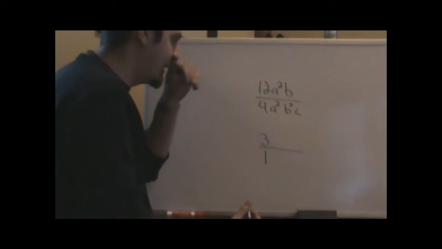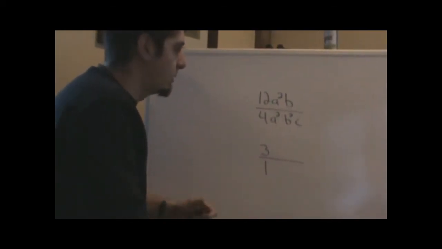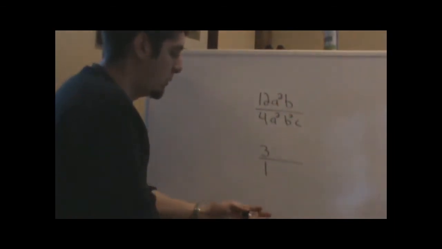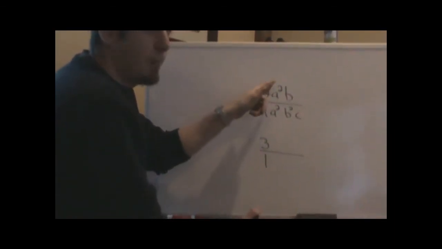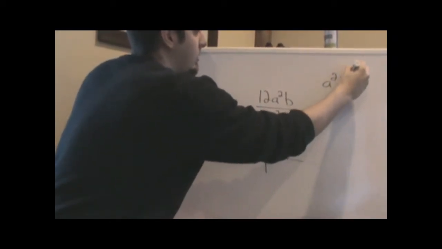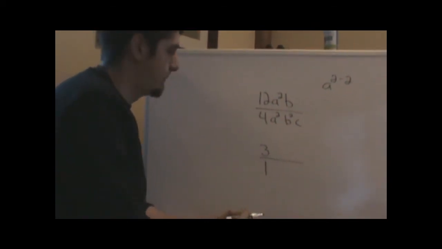Then we're going to take a look at the individual variables. We're going to take a look at our a's. We have a's in common. To reduce or divide variables, we take top minus bottom. So a squared, a to the second, minus a to the second, or in other words, a to the 2 minus 2. We're left with nothing. So the a disappears.